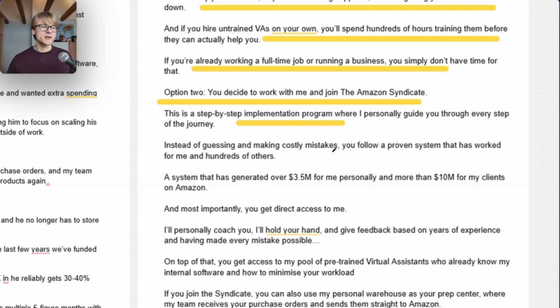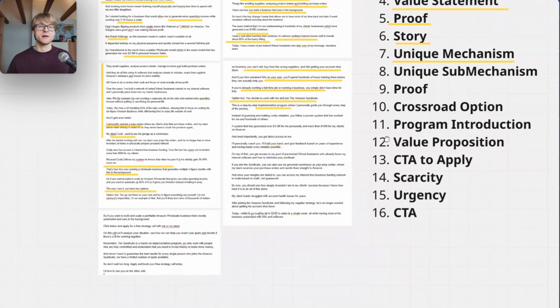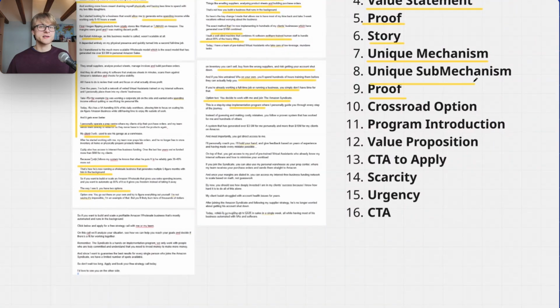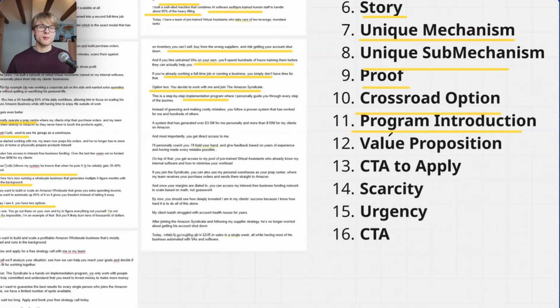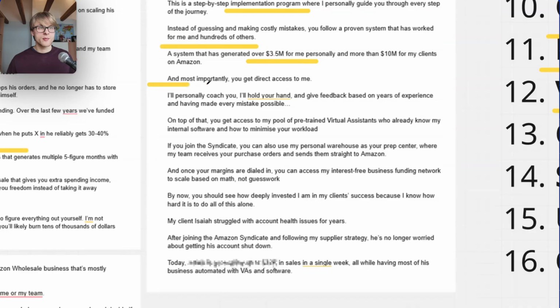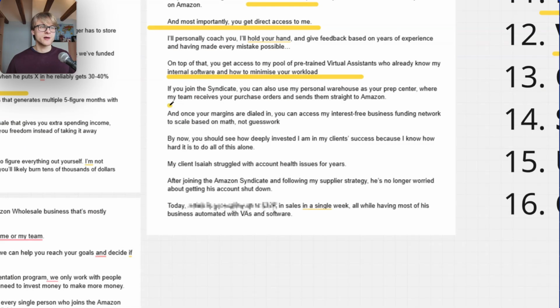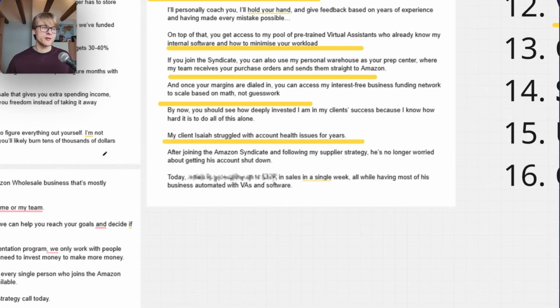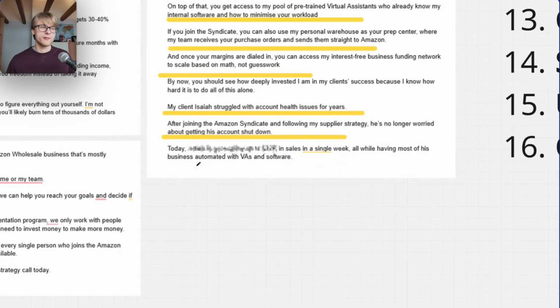Step-by-step implementation program. This is where we now will basically, all right, proof, unique sub mechanism, crossroad option, program introduction. Now, right now we have the program introduction at the value proposition. Instead of guessing and making costly mistakes, you follow a proven system that has worked for me and hundreds of others. Over 3.5 million, direct access to me, access to XYZ, client proof. Today, okay.